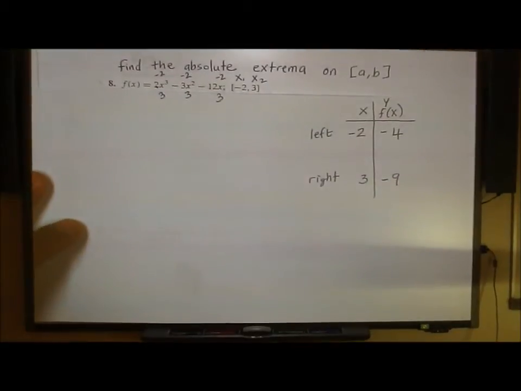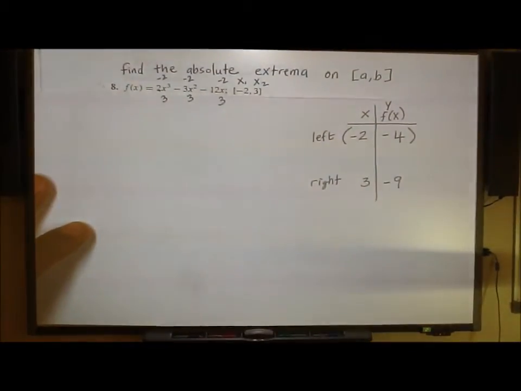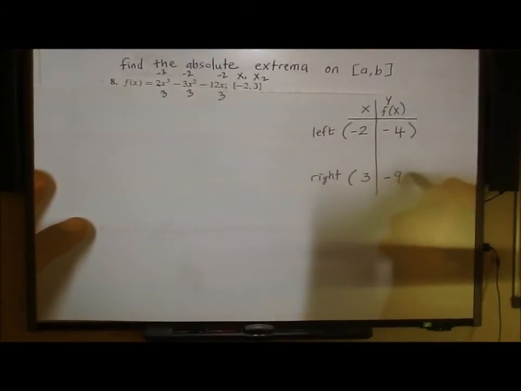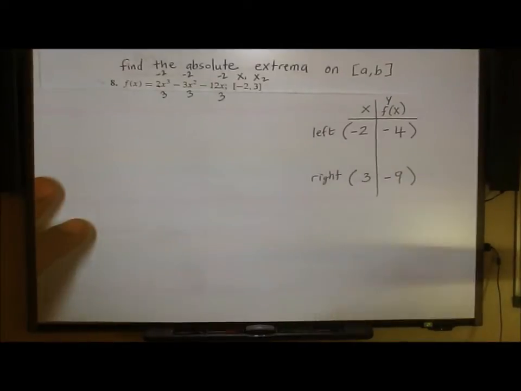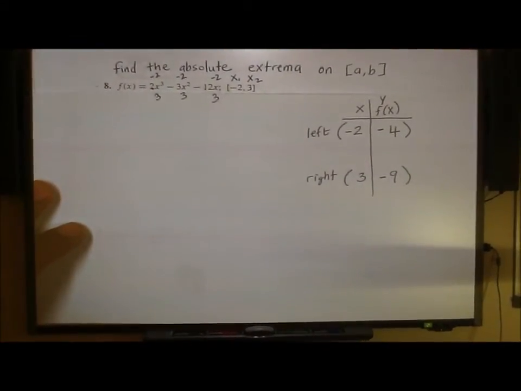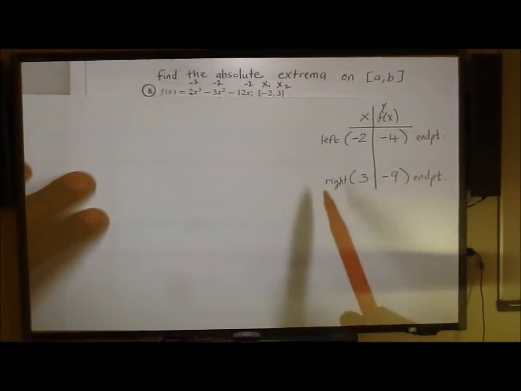So what have I found? I've found that this is where I start at -2, -4, and this is where I stop at 3, -9. And that would be the very first thing you do for an absolute extrema question. So we found our left endpoint and we found our right endpoint.